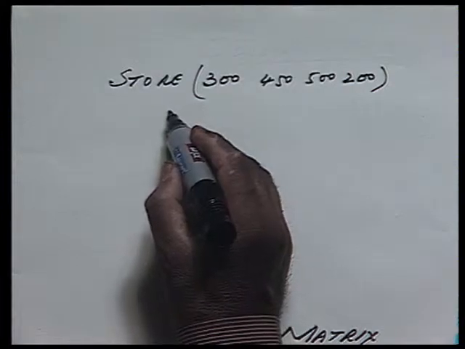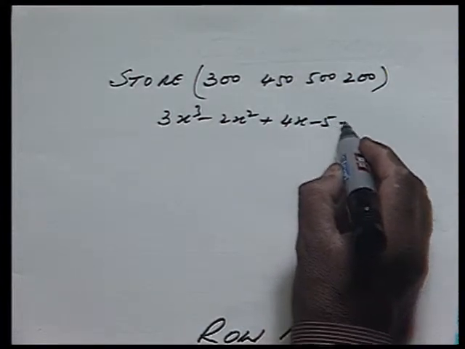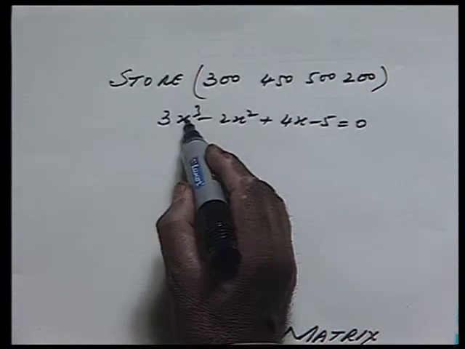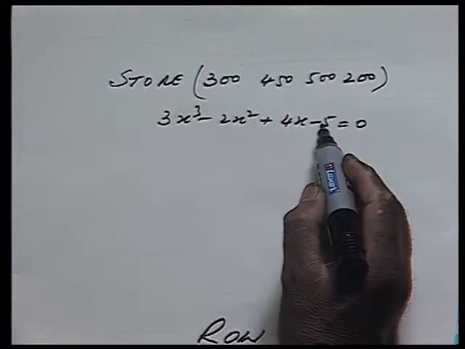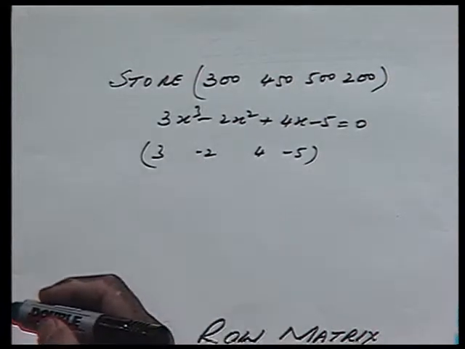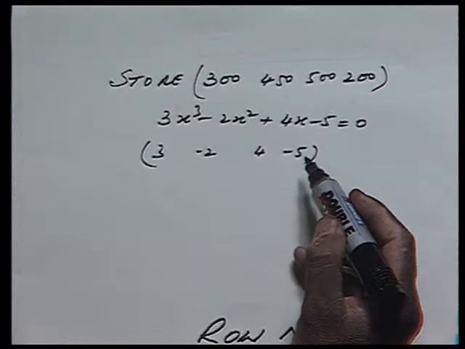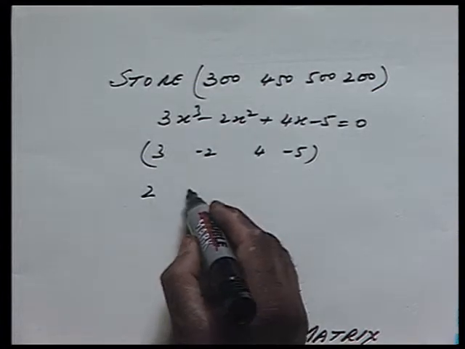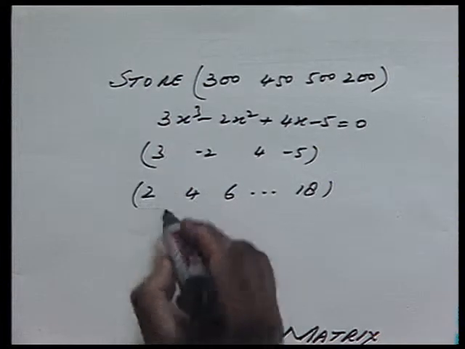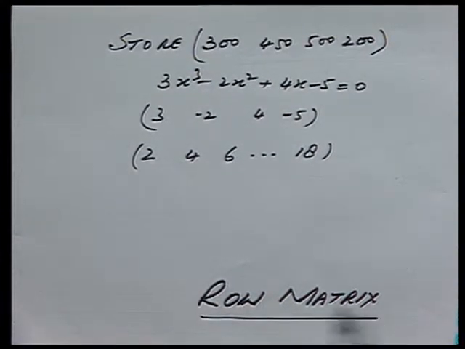Second, I have this equation 3x cubed, 2x squared, 4x minus 5 is equal to 0. I write the coefficients of x cubed, x squared, x and the constant, that means all the coefficients of the equation, that is, 3, minus 2, 4, minus 5. One row, maybe any number of columns. Further, I could be writing even numbers which are less than 20. Again, a single row. Such a matrix is called a row matrix.